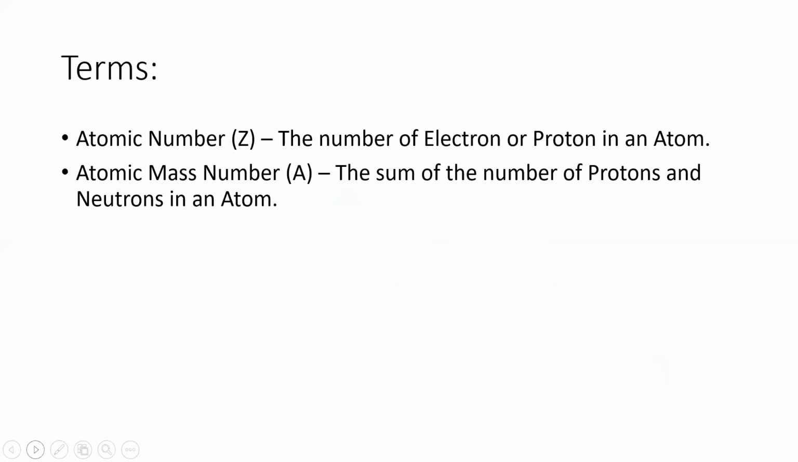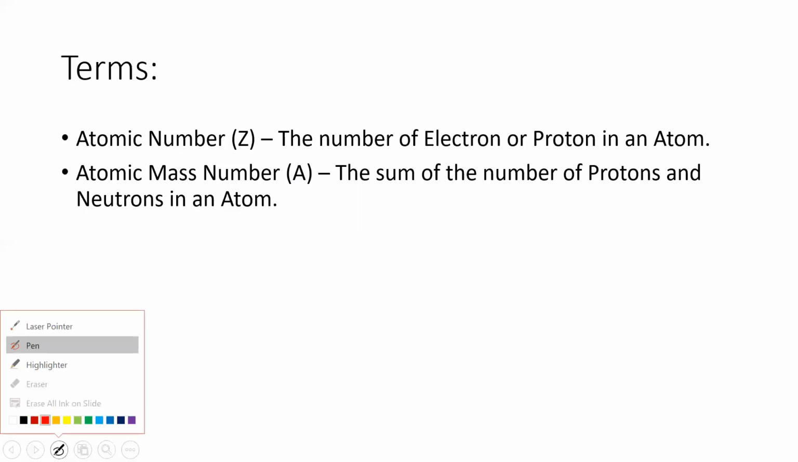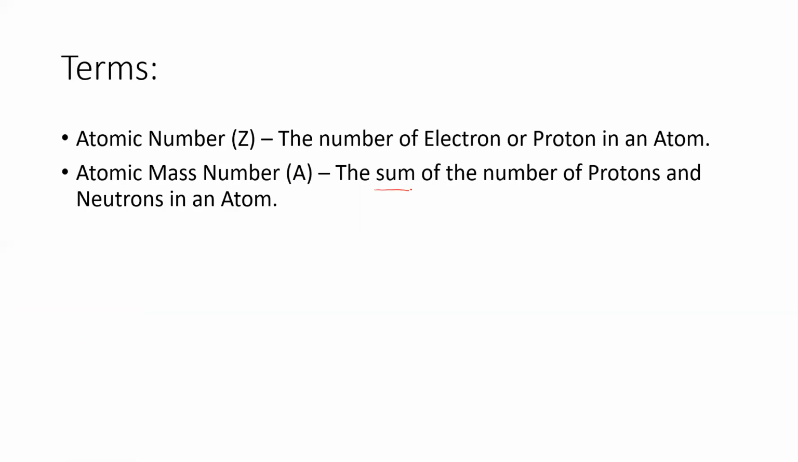As we said, in an atom, the number of protons and electrons are always the same to maintain a sense of neutrality in their charge. Therefore, the atomic number is kept the same. You can either use it as electron number or proton number. Vice versa, the atomic mass number is the sum. I'm going to underline the word sum because I want you to understand it is the number of protons plus the number of neutrons.